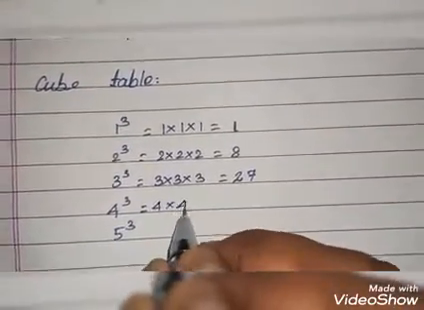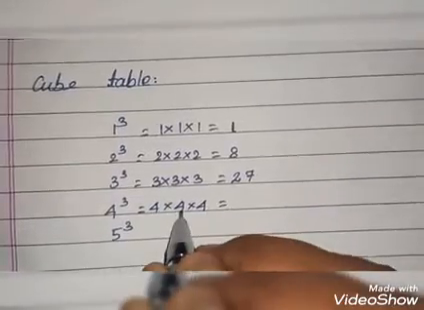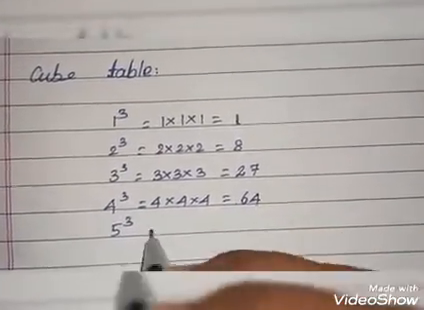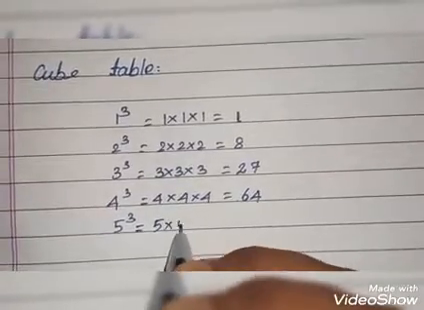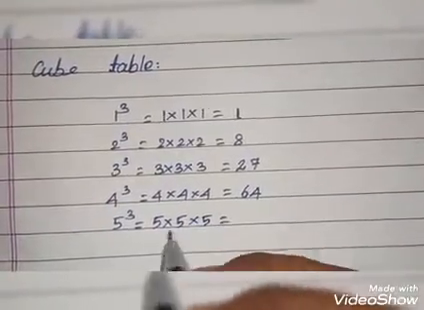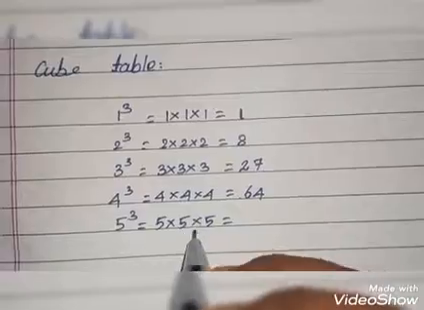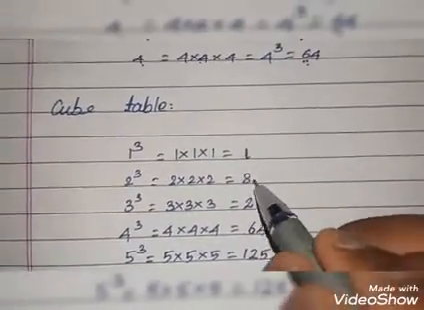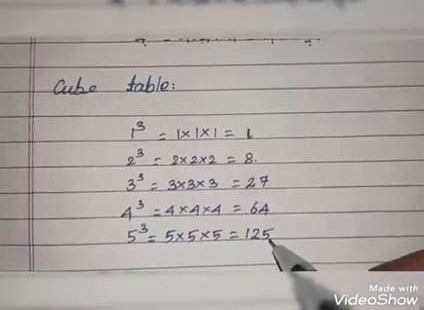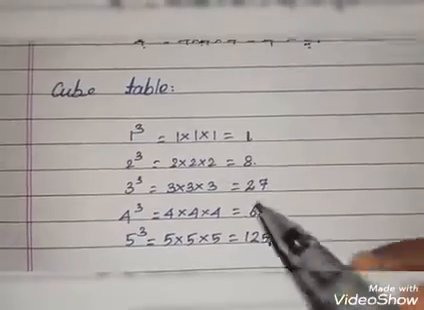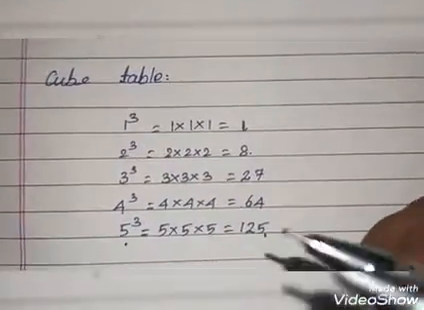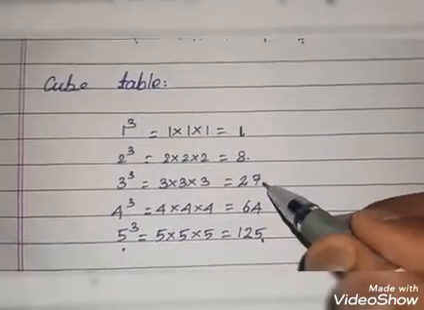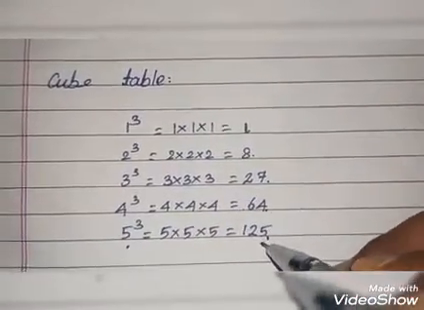4 into 4 into 4: 4 4s are 16, 16 into 4 is 64. Next, 5 into 5 into 5: 5 5s are 25, 25 into 5 is 125. So now you see 1, 8, 27, 64, 125. These are the perfect cubes of the natural numbers. The cubes of the natural numbers are 1, 8, 27, 64 and 125.